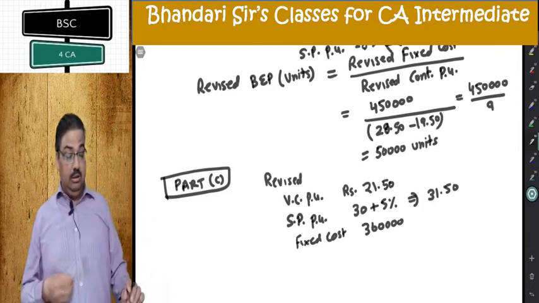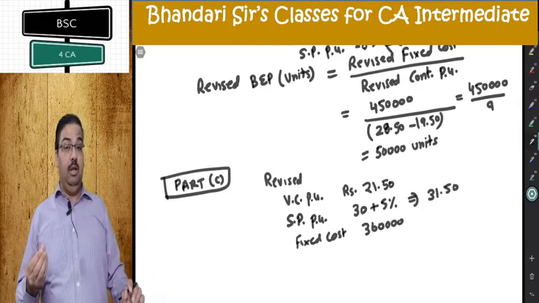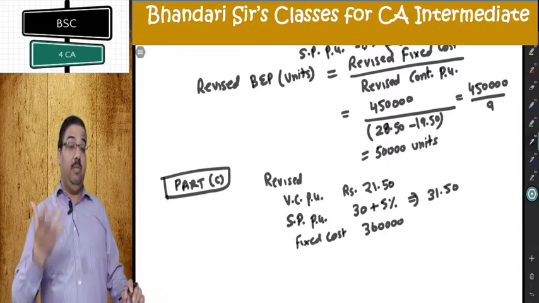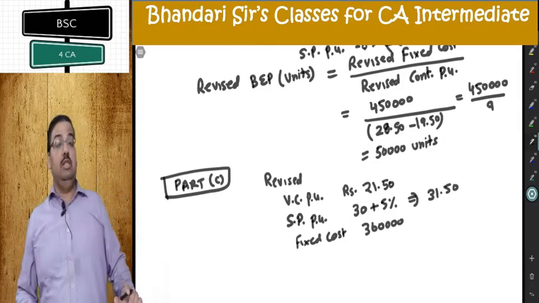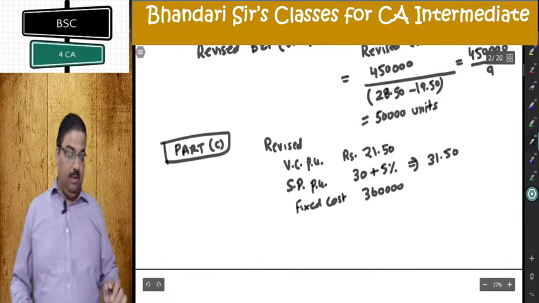Now there is a benefit implied. Your variable cost is increasing by 1.50. Sorry, variable cost increases by 50 paisa only. Selling price increases by 1.50. There is increase in contribution by 1 rupee. No change in fixed cost. Break-even point is going to decline. So revised break-even point.